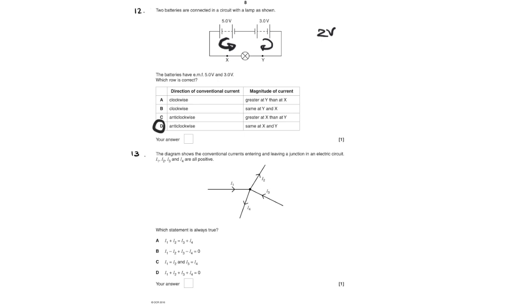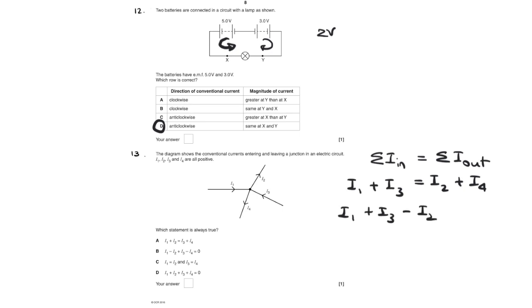Okay, so for question number 13, the diagram shows the conventional currents entering and leaving a junction in an electric circuit, and which statement is always true? Well, we know that the current in is equal to the current out, the sum of it. The two arrows in are I1 and I3, and the two arrows out are I2 and I4. So if you bring everything onto one side, that makes I1 plus I3 minus I2 minus I4 equal to 0. And therefore B is my answer.